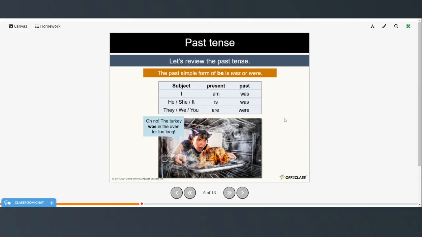All right, so this past simple form of the verb be was or were. So if the subject is I, in the present tense we use am, in the past was. He, she, or it would be is in the present or was in the past. And they, we, and you are in the present and were in the past. And here, oh no, the turkey was in the oven for too long. Turkey is an it, and we're talking about the past, so it was.